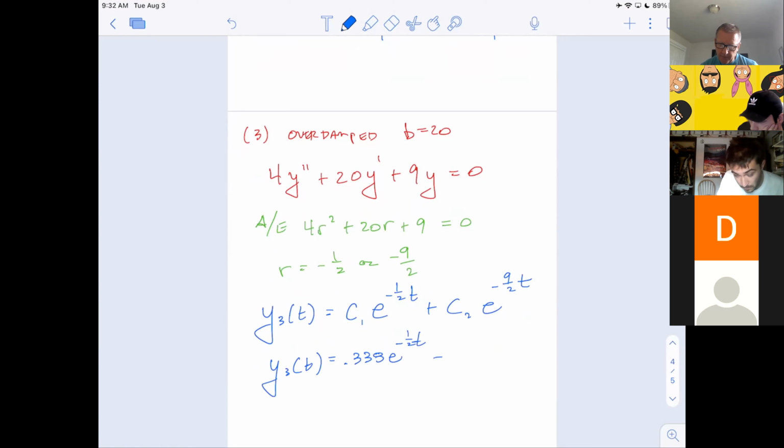And C2 is actually -0.038, really small coefficient. So that kind of minimizes the effect. So that would be our model this time.